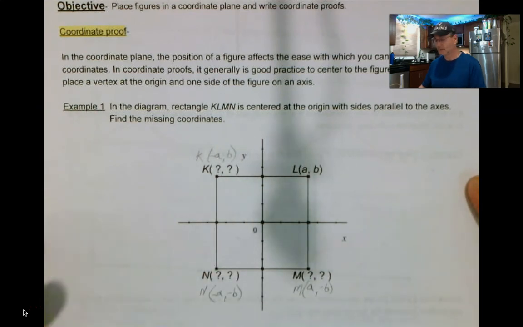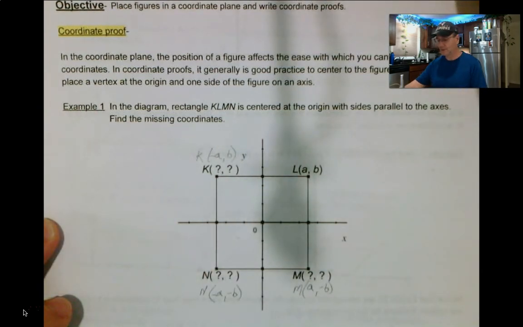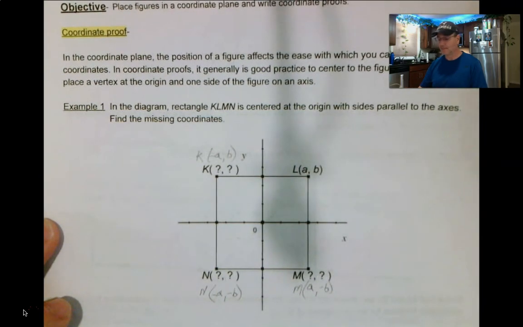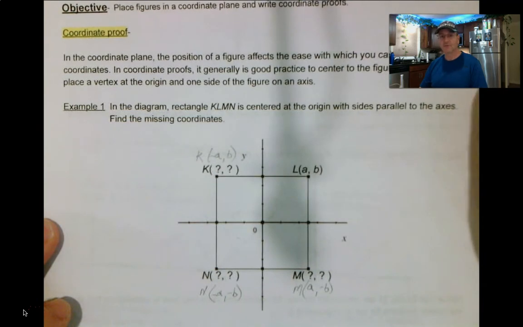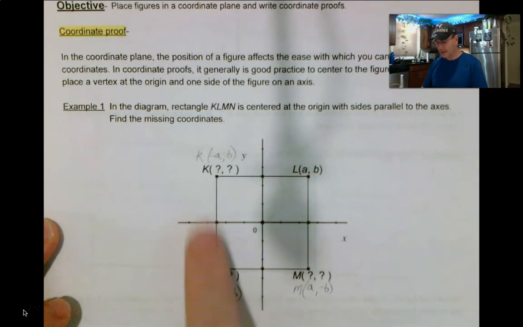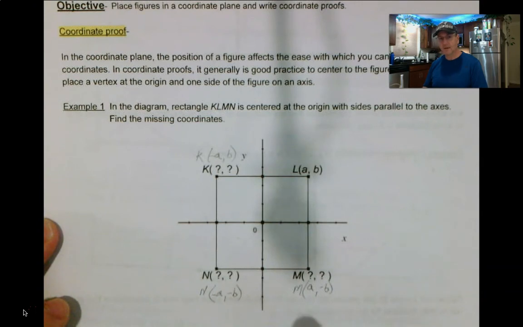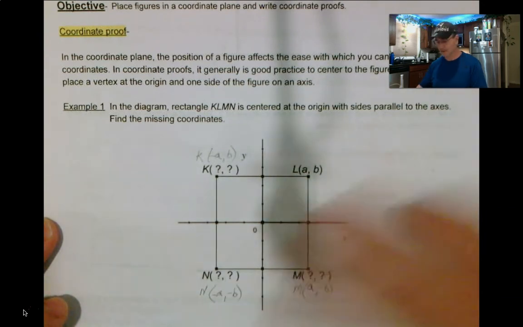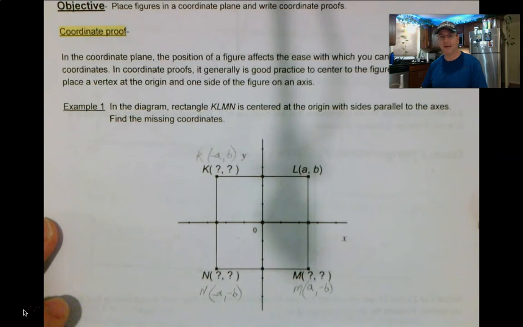So in this unit, as we go through and use these variables to do these problems, they're going to be actual proofs, because this KLMN rectangle can be any rectangle. Or another way of thinking of it is all rectangles. So if I prove something true for this rectangle, it's true for all rectangles, because KLMN can be any rectangle, because A and B can be any two numbers.